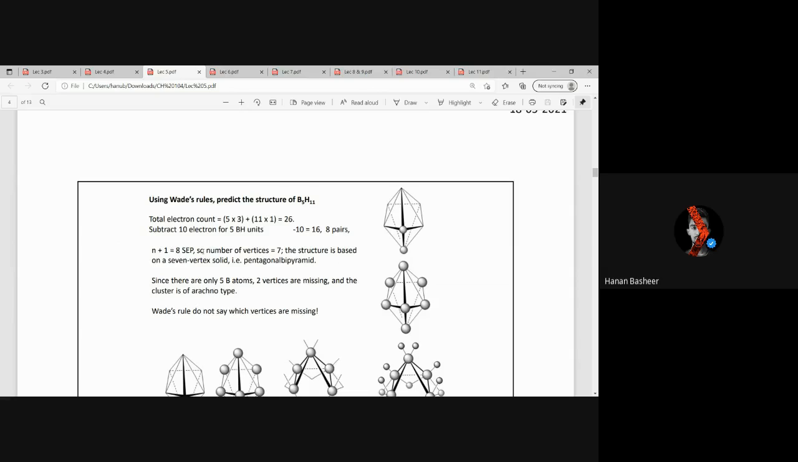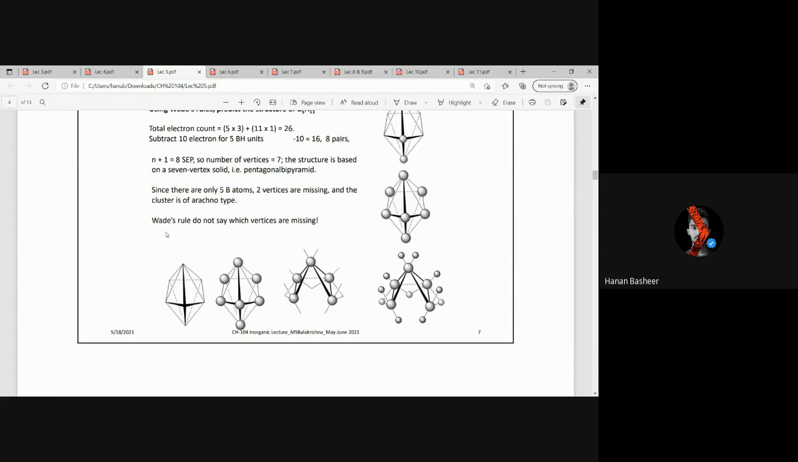Sorry, n plus 1 equals 8 SEP. So the number of vertices equals 7, because this gives us the SEP, and on deducting 1 we get the number of vertices, which is 7. But we have a total of 5 atoms and 2 are missing from here. So 2 vertices are missing, so this is arachno type.